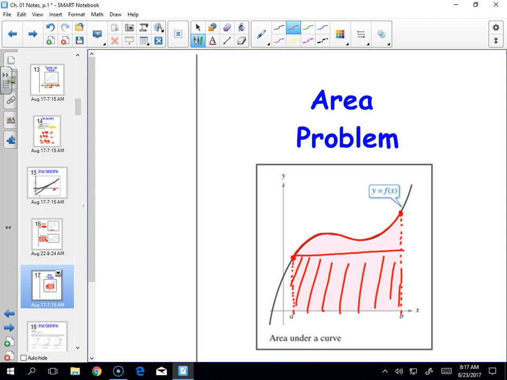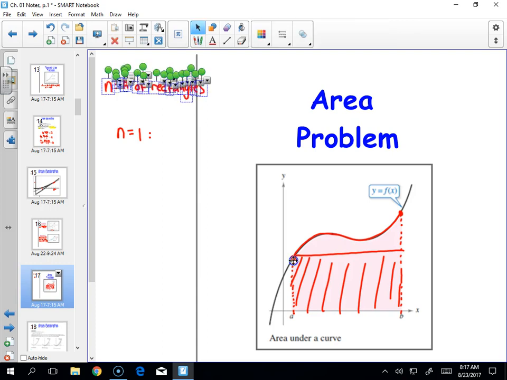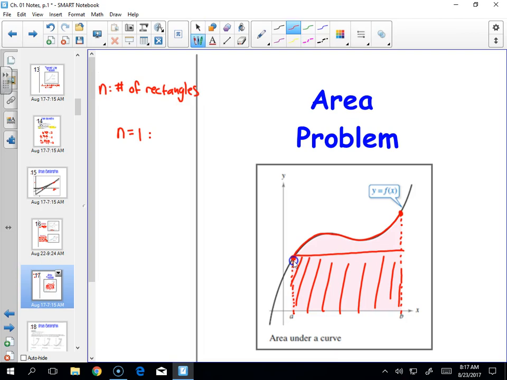Well, pause. Hold on, pause. How would you find the area of this rectangle? I'm going to say n equals 1, and n is the number of rectangles that we're fitting in under the curve. Okay? So if n is 1, we're only fitting in one rectangle. You guys can see it right there.